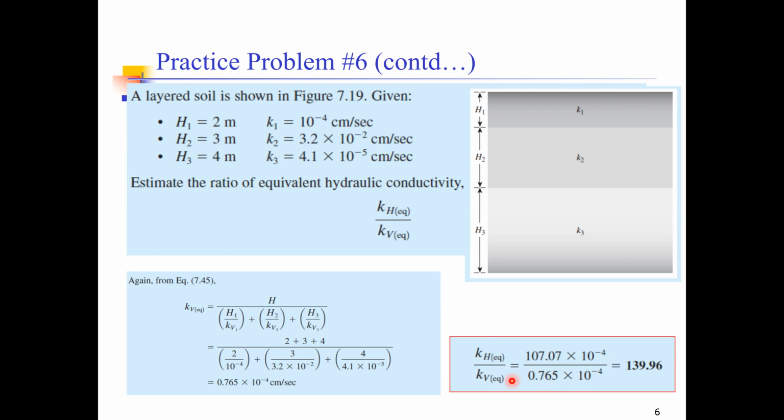Now, this is something that we have studied a few lectures back, that the permeability parallel to the stratification is always more compared to the permeability perpendicular to the stratification. And from this data, it is also proved that permeability parallel to the stratification is much more, almost 140 times more compared to permeability perpendicular to the stratification.